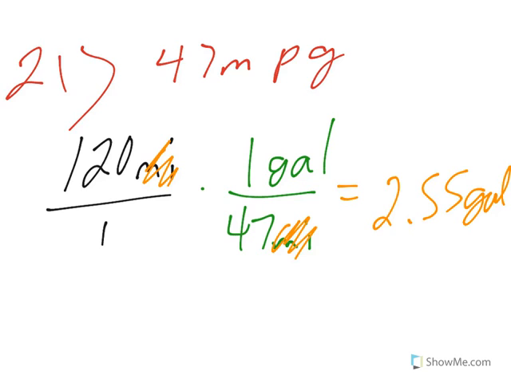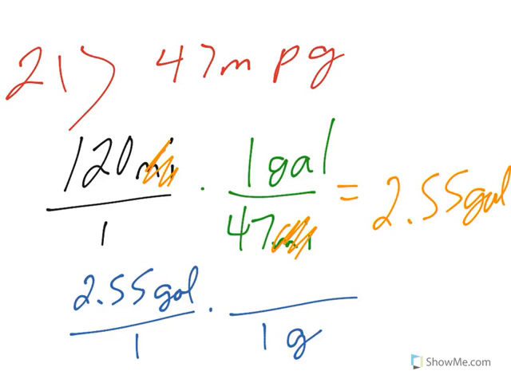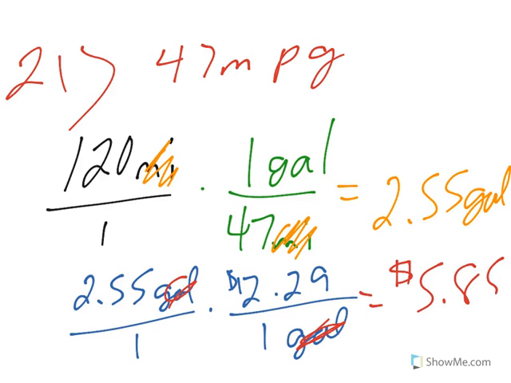The second part is, use current prices to see how much it's going to cost. Well, if I'm traveling 2.55 gallons, and when I went home today, I noticed that 1 gallon of gas is approximately $2.29. So my gallons cancel out, and I am left with $5.85, approximately. Let's go to 22.